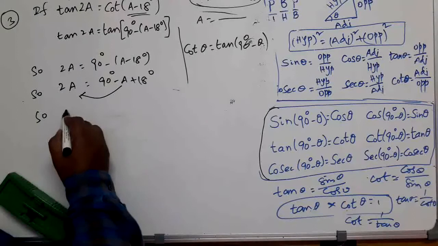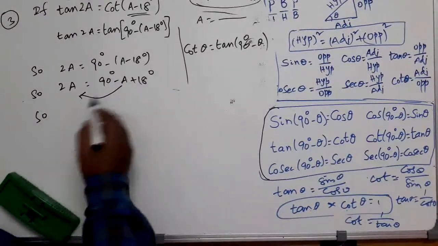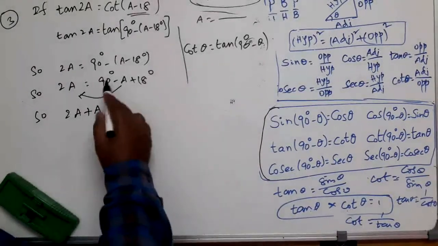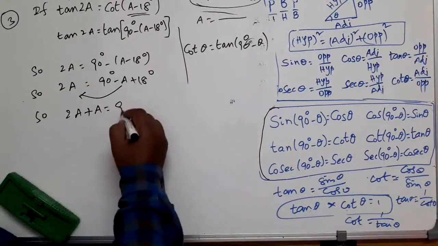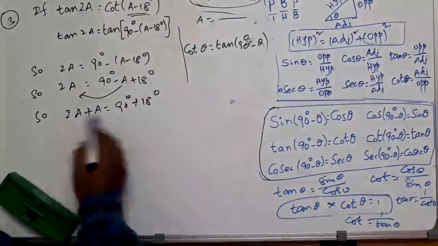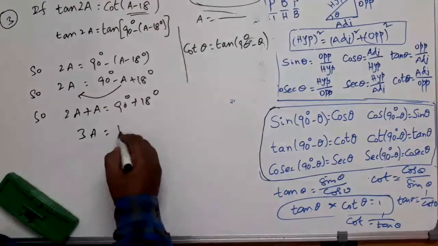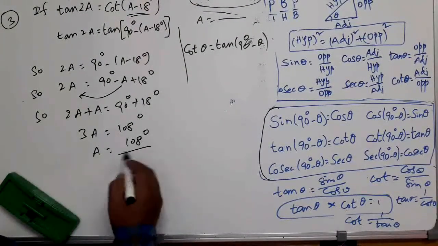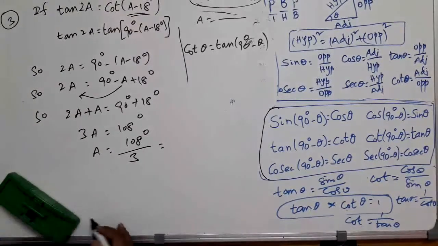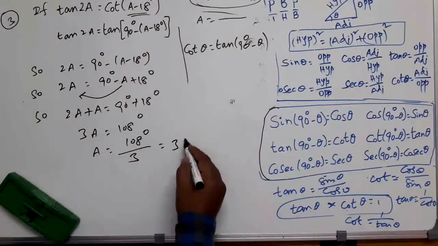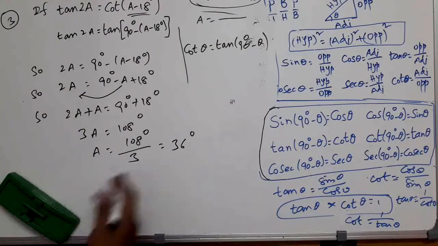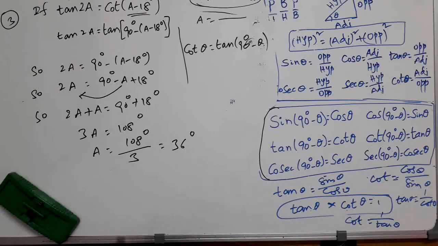If you do not find it easy, anyway, 2A plus A is 90 degrees plus 18 degrees. Yes. 2A plus A is 3A. This is 108 degrees. So angle A is 108 degrees by 3. That is, yes, 36 degrees. 108 by 3 is 36, right? So angle A is 36 degrees. So, followed. Simple concept, right?